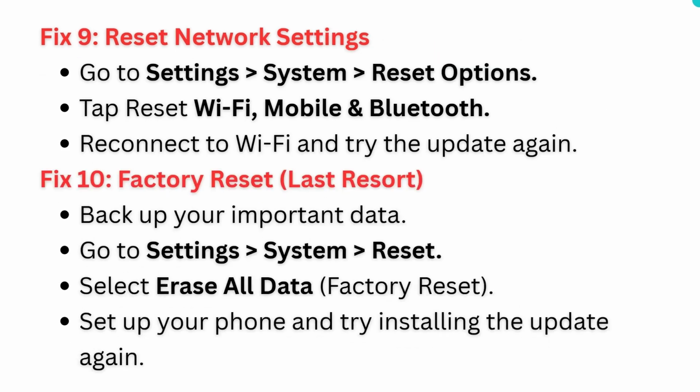Fix 9. Reset network settings. Go to Settings, select System, and then go to Reset Options. Tap on Reset Wi-Fi, Mobile and Bluetooth. Reconnect to Wi-Fi and try the update again.